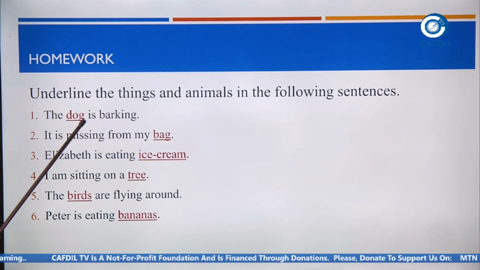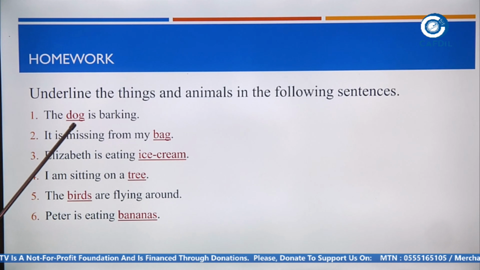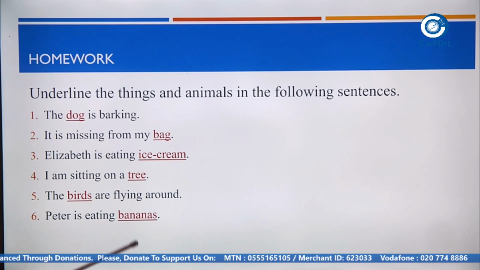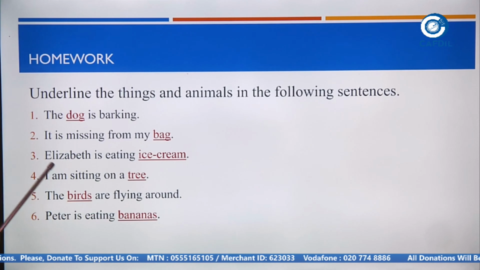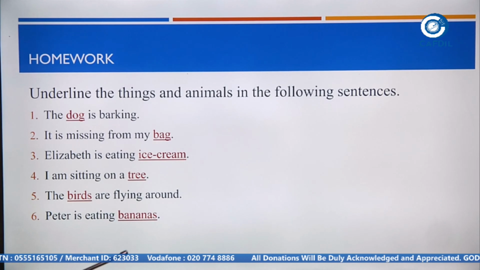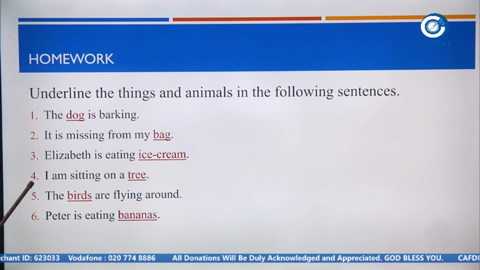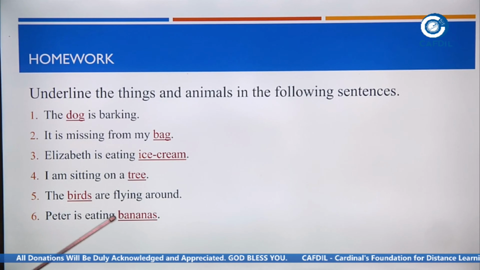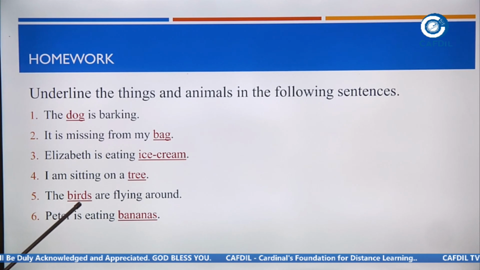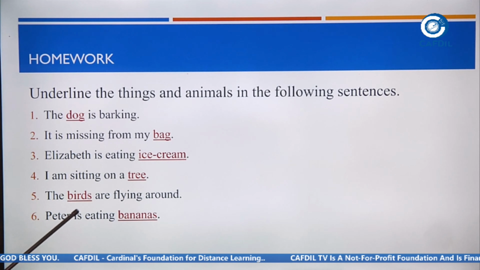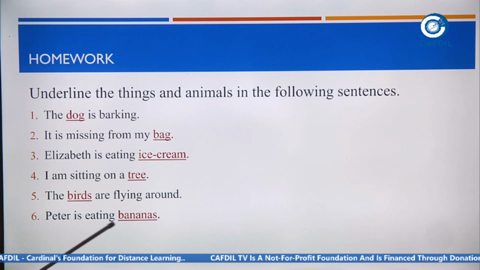1, the dog is barking, and our answer is dog. 2, it is missing from my bag, and the answer is bag. 3, Elizabeth is eating ice cream. The answer is ice cream. 4, I am sitting on a tree, and we have tree as our answer. 5, the birds are flying around. The answer is birds. And lastly, Peter is eating bananas. We have bananas as the answer.